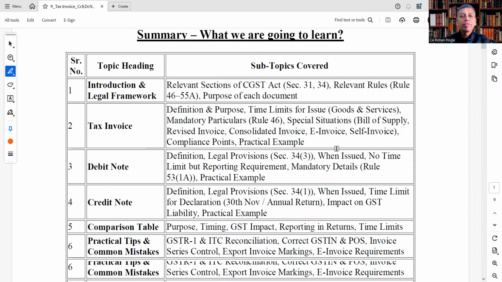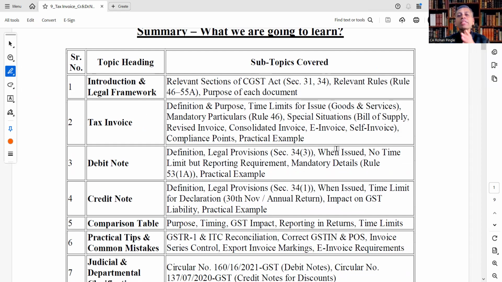So today we will cover introduction and legal framework, that is relevant sections of the CGST Act, section 31 and 34, and relevant rules, rule 46 to 55A. That is the purpose of each document: tax invoice, debit note and credit note. Then we will see one by one tax invoice definition and purpose, time limits for issue, special situations. Then under debit note: definition, legal provisions, section 34 sub-section 3, when issued, no time limit, reporting requirement, mandatory details, rule 53 sub-rule 1A, practical example.